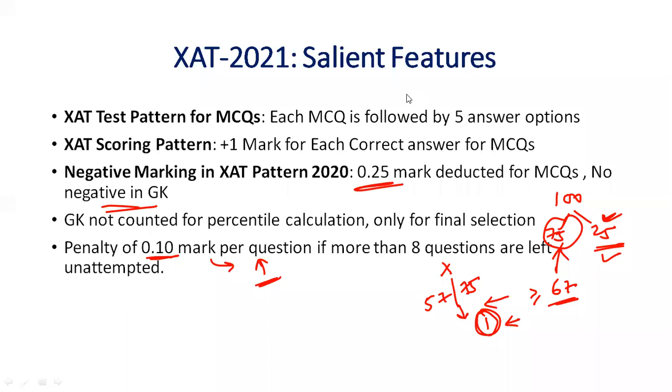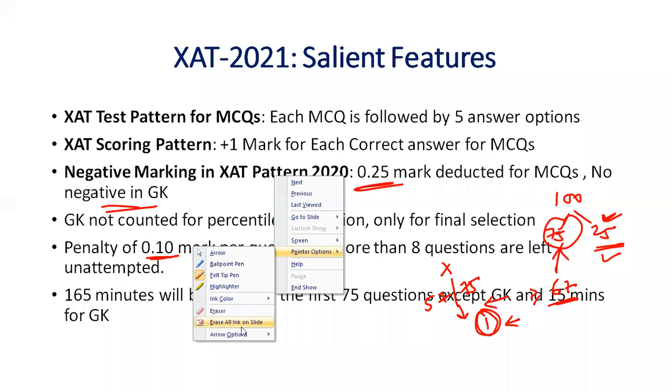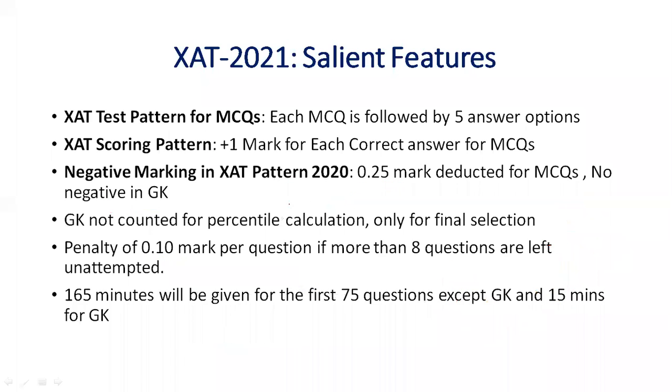Yeah, so we have discussed the penalty of 0.1 score, and the last and most important information for everyone is that you have 165 minutes for the first 75 questions. For GK you have 15 minutes, right? So the GK part is sorted because it doesn't have negative marking. Here you have over 2 minutes per question. So keep a note, these 165 minutes are what matter to you, and you have to achieve your dreams only in these 165 minutes. This is for your information.